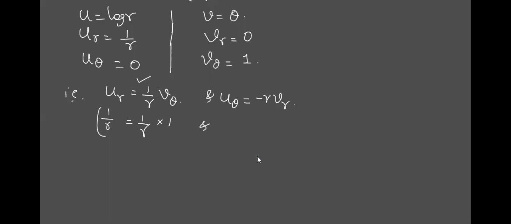Now, what is my u_theta? 0. This is minus r into, what is v_r? 0. Is 0 equal to 0? Agree, all of you? Yes or no? 0 equal to 0 is also satisfied. Yes, ma'am. So both the equations are true now. That means u and v satisfy the CR equations.